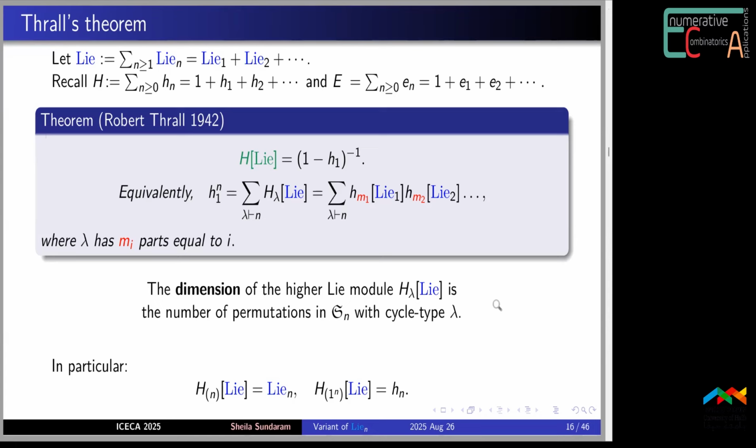So it's always useful to think about dimension. So the dimension of this higher Lie module is the number of permutations in Sn with cycle type lambda. So you can compute some examples again. If you take lambda to be the partition n, then this higher Lie module will be just Lie n. And if you take it to be the all ones partition, you'll get Hn corresponding to the trivial representation.